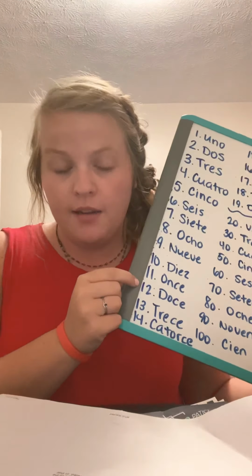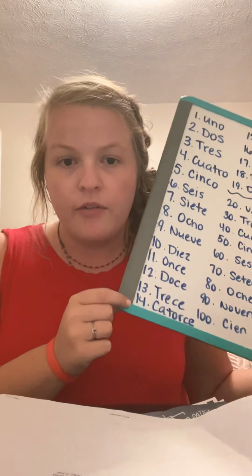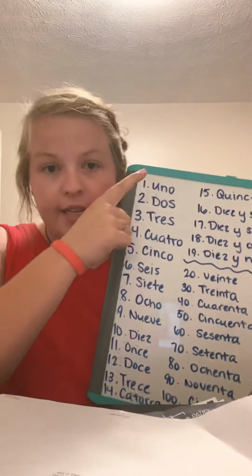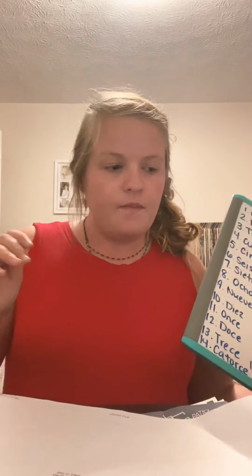12 is doce. 13 is trece, 14 is catorce, 15 is quince, and then after 15, we start a new little pattern thing. So in Spanish, when you're counting by tens, so if say you count by 10, 20, 30, 40, 50, 60, etc., when you say the Spanish numbers, you say the number of whatever tens you're using. So say we're saying the number 16. The base number is going to be 10, and then you're also going to say 6. So it's like you're saying 10 and 6 is 16.